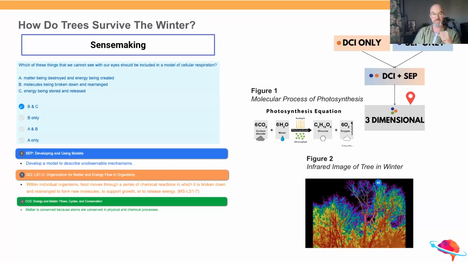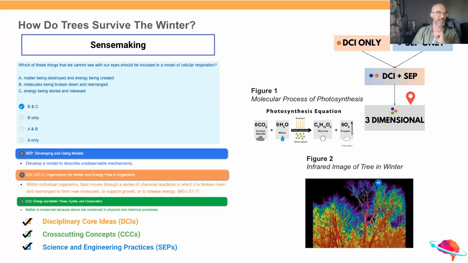So we need students to understand using the model of cellular respiration. They need to understand energy, matter, and flows, and they need to understand the concept of the fact that chemical reactions break things down. So this is a three-dimensional sense-making question that is multiple choice.